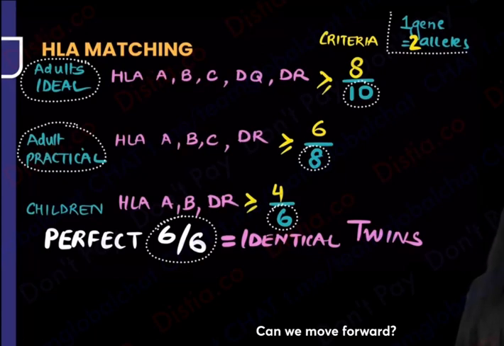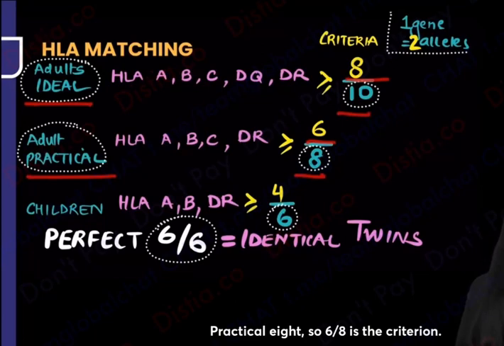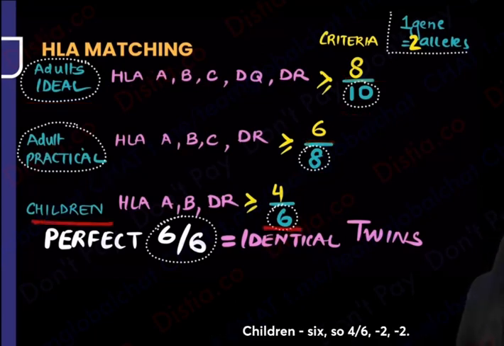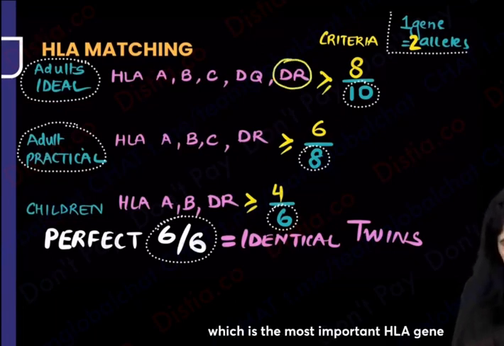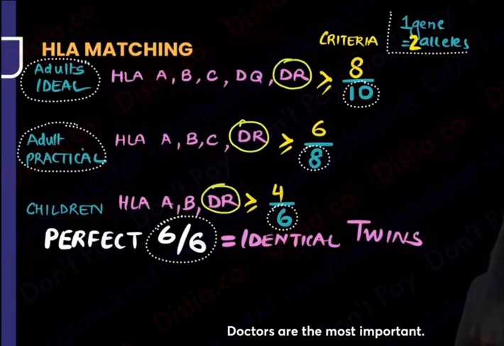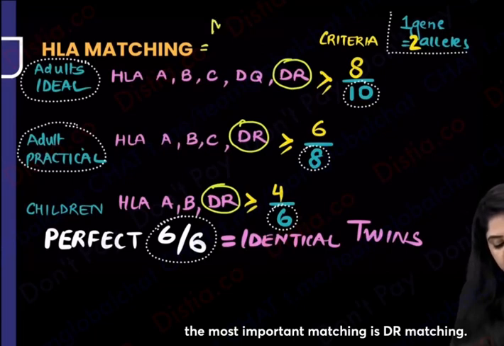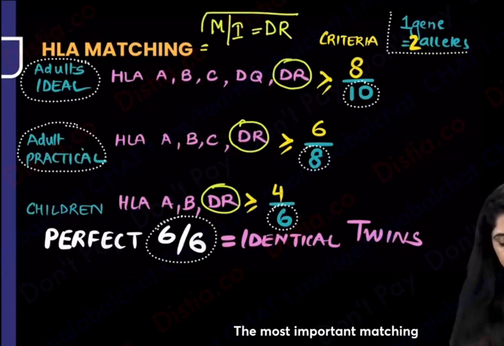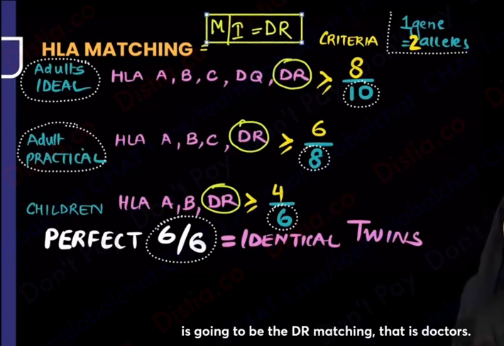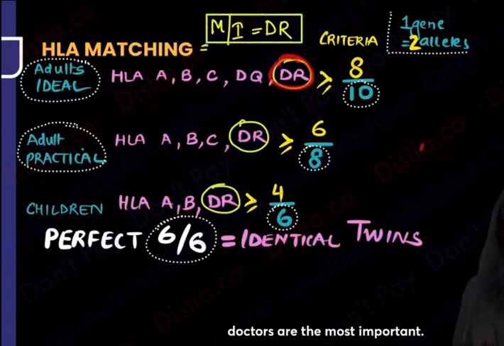Can we move forward? Overall, ideal 10, 8 on 10 is the criteria. Practical 8, so 6 on 8 is the criteria. Children 6, so 4 on 6, -2. But out of these, if someone asks you which is the most important HLA gene that has to be matched, DR is the most important. So please remember, the most important matching is going to be the DR matching. That is how I have learnt it. DR is the most important.